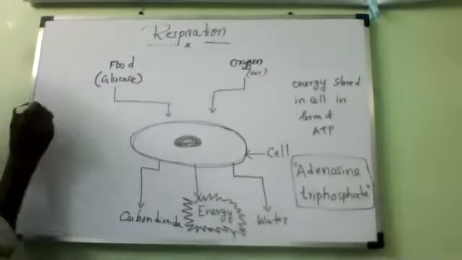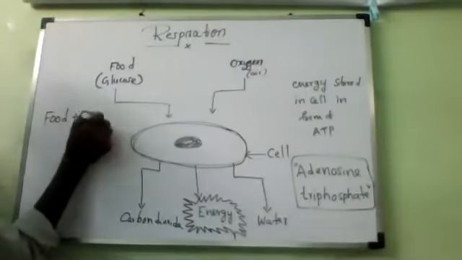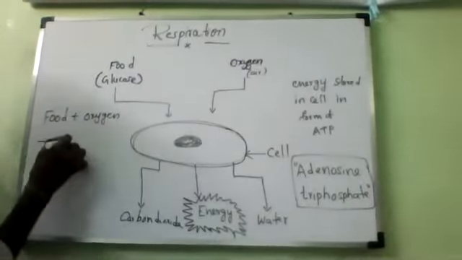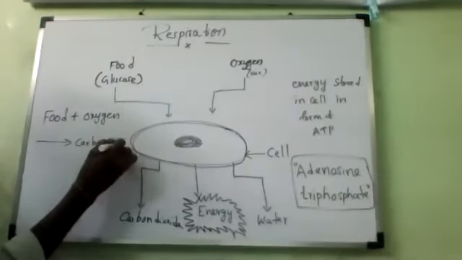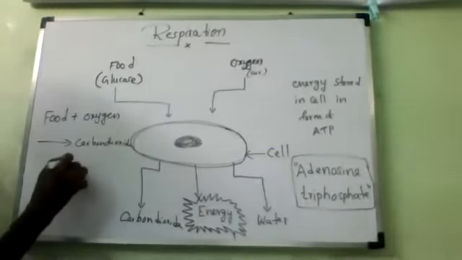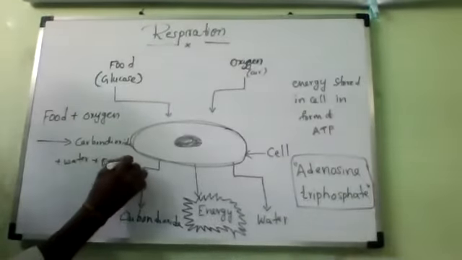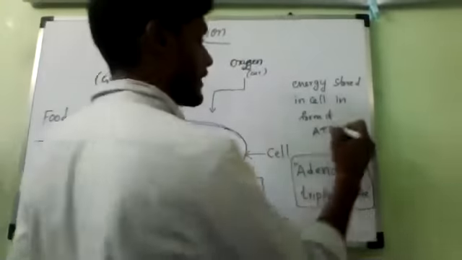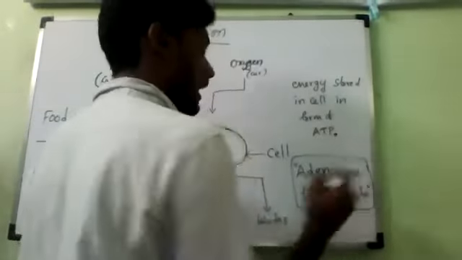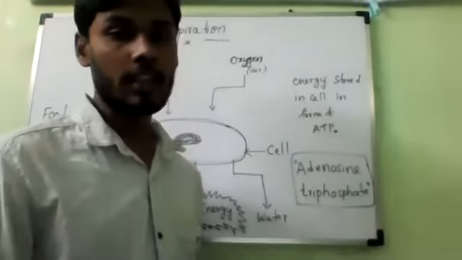And below you can write the chemical equation. What is that? Food plus oxygen gives carbon dioxide plus water plus energy. Then you write that the energy is stored in the cells in the form of ATP. ATP means full form what? Adenosine triphosphate.